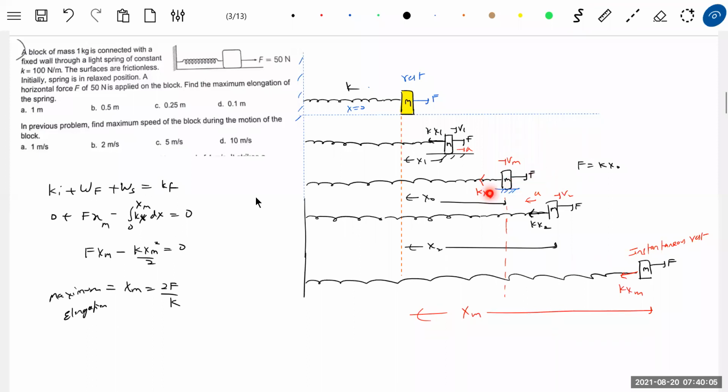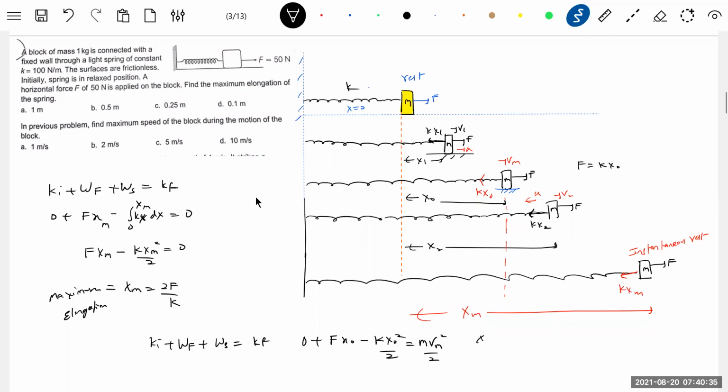We know F equals Kx naught. There's an equilibrium. This force does work, spring force does work, and there'll be kinetic energy. Applying the work energy theorem: initial kinetic energy plus work done by applied force F into x naught plus work done by spring equals final kinetic energy, mv square by 2. What is x naught? We know x naught is F by K. Substitute this and solve, you'll get that maximum speed.